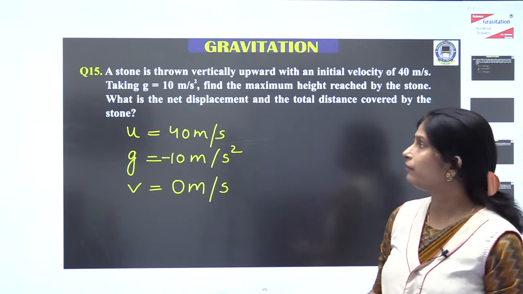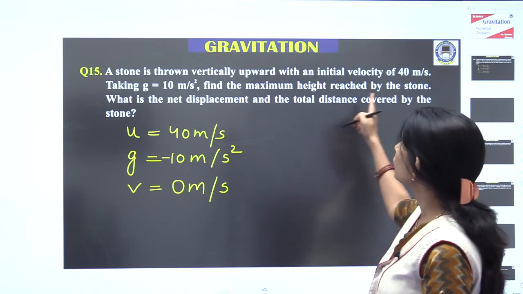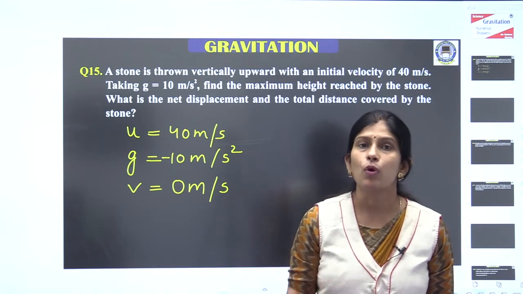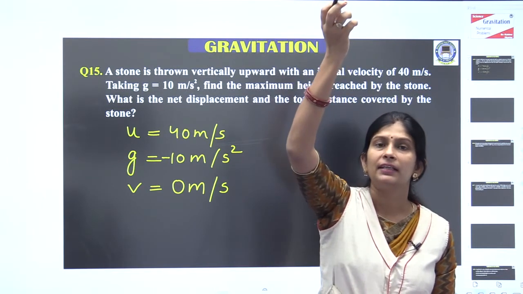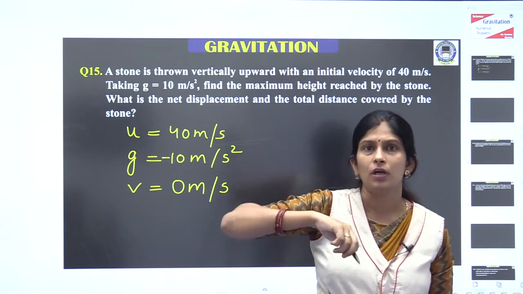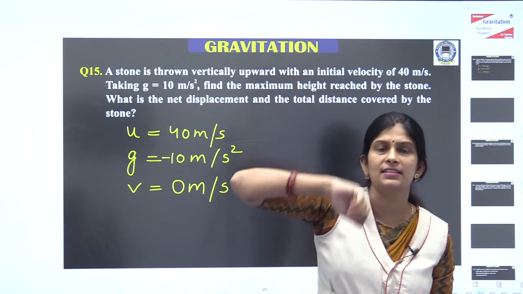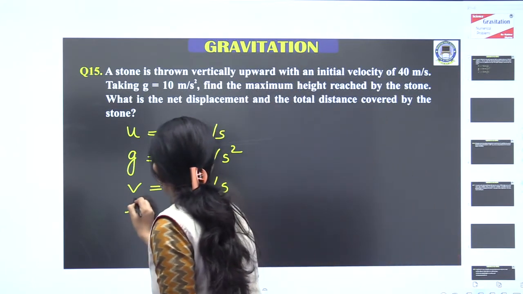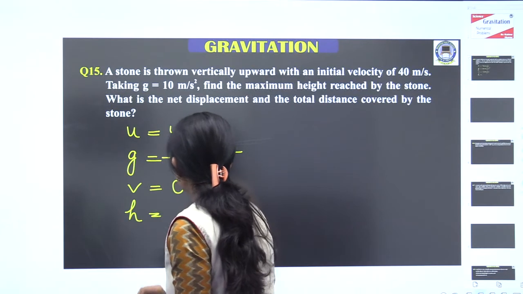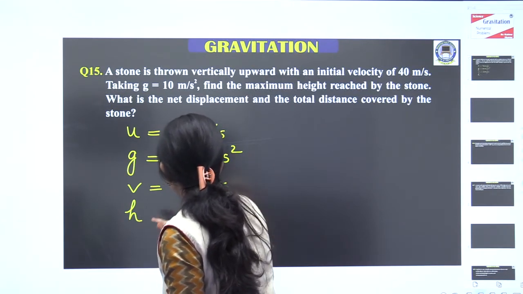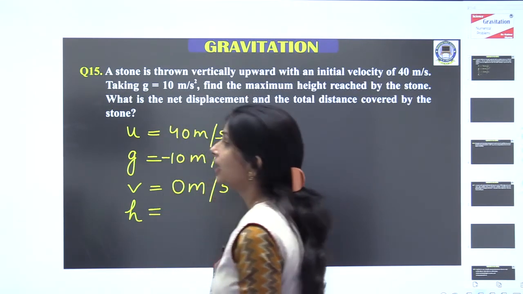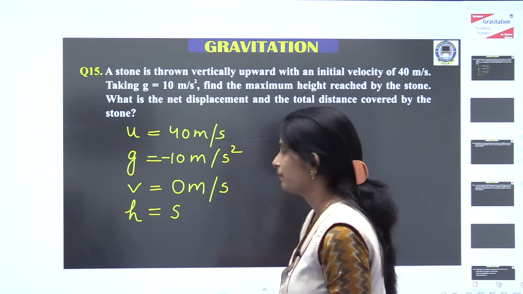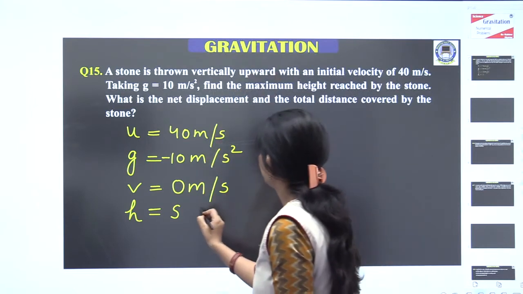Now what do you have to calculate? We have to calculate the maximum height reached by the stone. It means what is the maximum height that is reached by the stone, up to which height or distance it reaches. So we are going to calculate the height, or we can also say the distance in the upward direction.